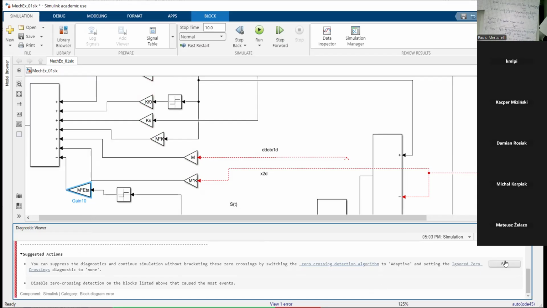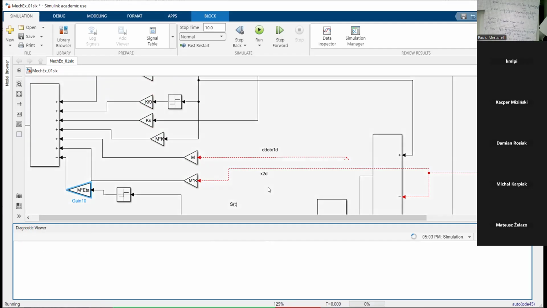Yeah, we have this zero crossing. Let me fix it. Let me see what happens. Zero crossing means the system approximates itself, this SGN. Do you remember? SGN numerically could generate problems. No? Okay, let me stop.